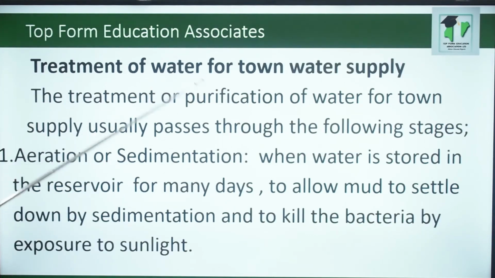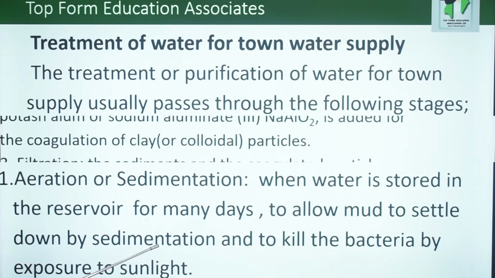Treatment of water for town water supply. The treatment or purification of water for town supply usually passes through the following stages: aeration or sedimentation. When water is stored in the reservoir for many days, it allows more impurities to settle down by sedimentation and kills bacteria by exposure to sunlight.